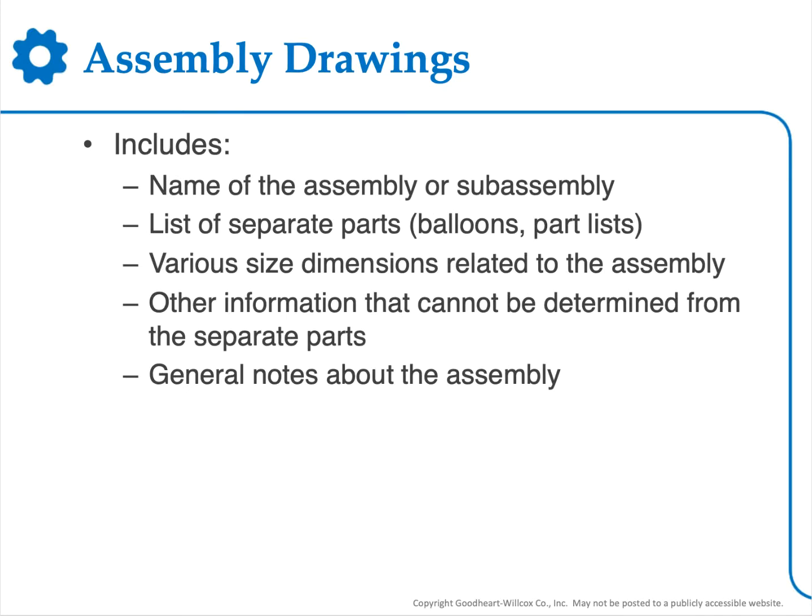Assembly drawings. So what do they include? Well, they include the name of the assembly or the subassembly. They have a list of separate parts. We use balloons and parts lists; I'll cover that in a little bit. They show various size dimensions related to the assembly. I'll go through some of those rules. They have other information that cannot be determined from separate parts or from detailed drawings. And often you have sometimes pages, depending on the depth and the scope of a project or of a machine, of general notes about that assembly.